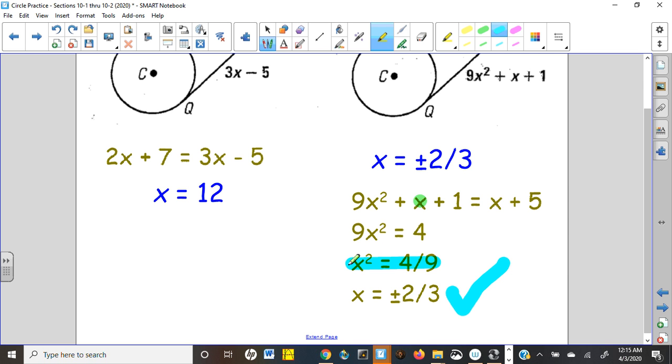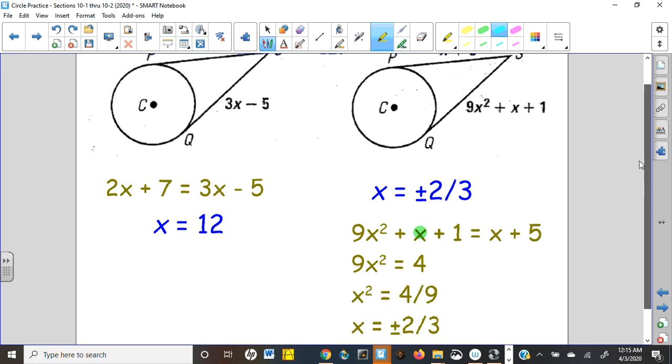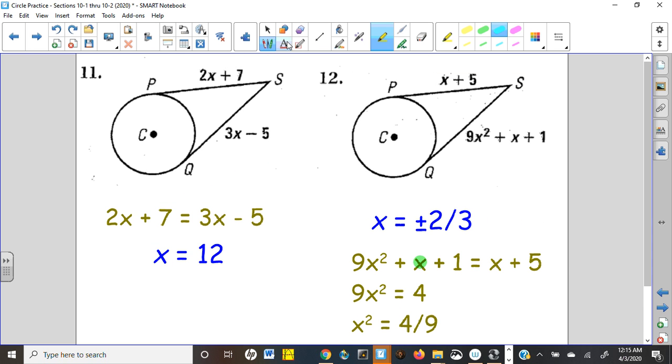Whenever you take the square root, it doesn't matter if you have x squared equals 9 or x squared equals 10 or x squared equals 4/9. You're always going to get a positive root and a negative root: plus or minus 3, plus or minus root 10, and in this case, plus or minus 2/3. A lot of the time, you end up throwing the negative out because when you plug it in, it creates a negative distance. But you always have to check. And in this case, 2/3 is such a small number that negative 2/3 does not create a negative distance.